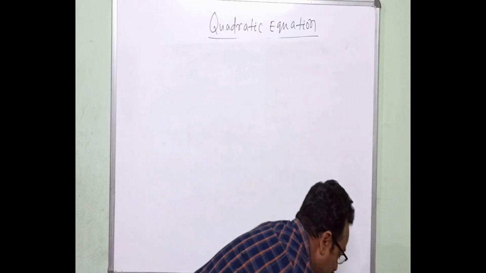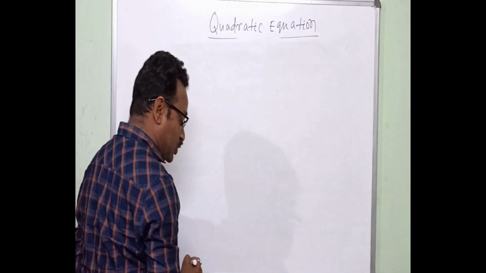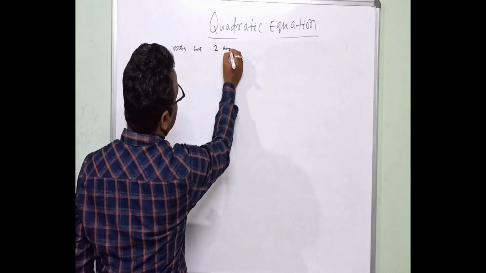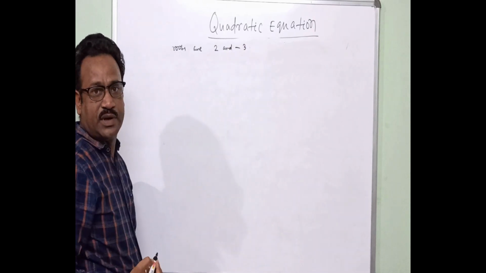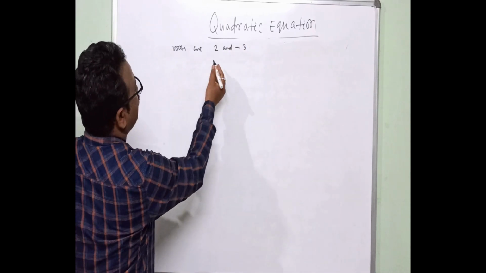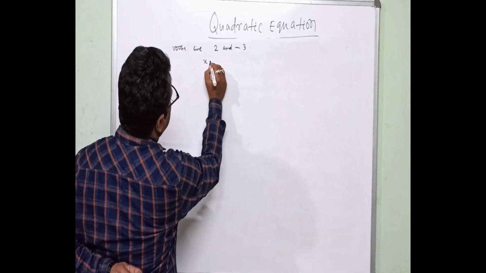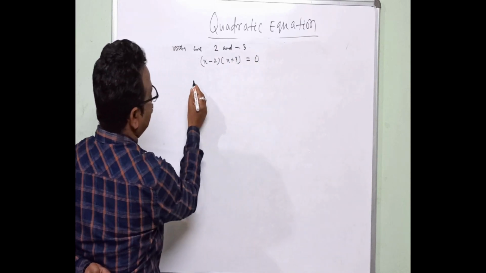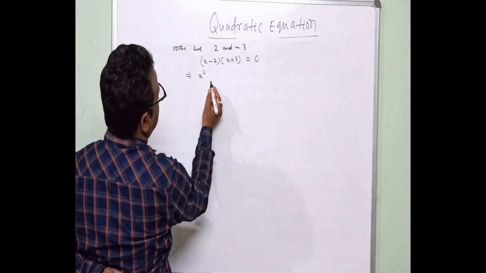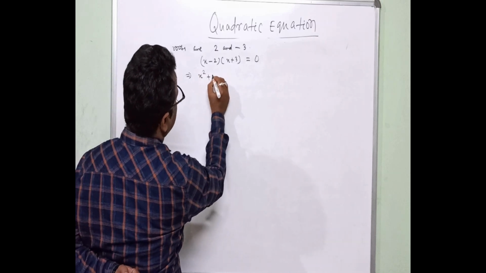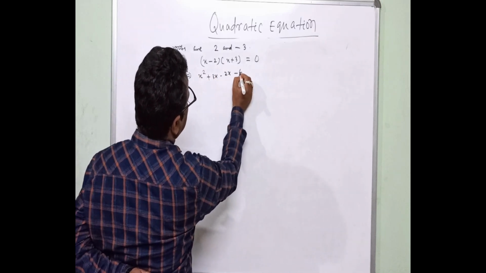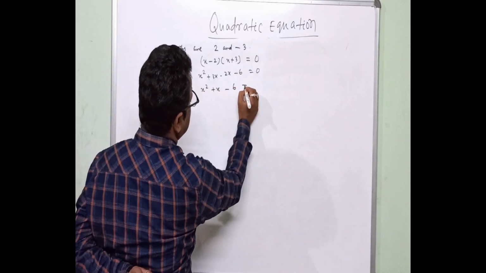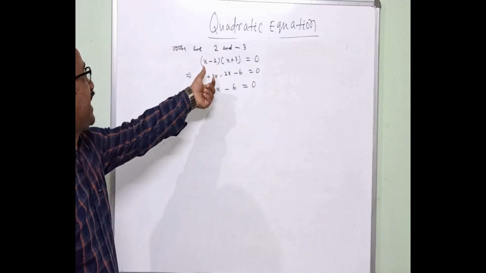Now come to the next one. We'll see where roots are 2 and minus 3. So now according to this we can write (x minus 2) into (x plus 3) is equal to 0. That implies x square plus 3x minus 2x minus 6 is equal to 0. That is x square plus x minus 6 is equal to 0. This is one method we have taken.